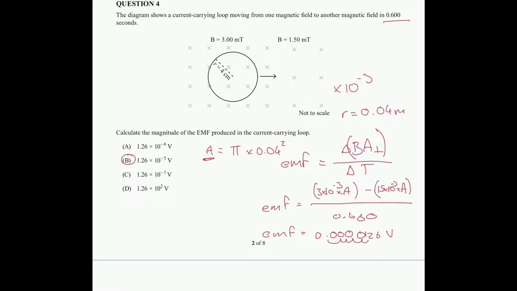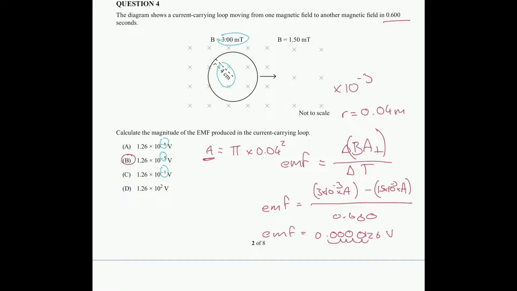An important thing to flag with all your questions is if you're seeing a question where the major difference between all your options is the powers, so -6, -5, -1, they're probably trying to trick you. What you need to do is think about, are all my units in the correct units for that formula? Here it's milliteslas. If we were to put that in as just 3.00 and not multiply it by the 10 to the -3, we'd get a completely different answer.